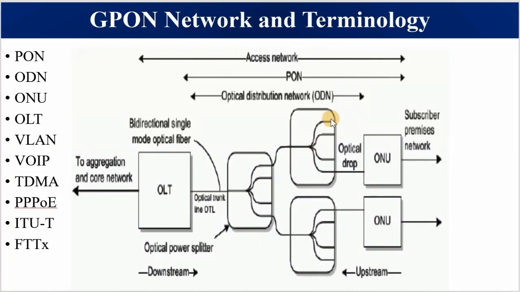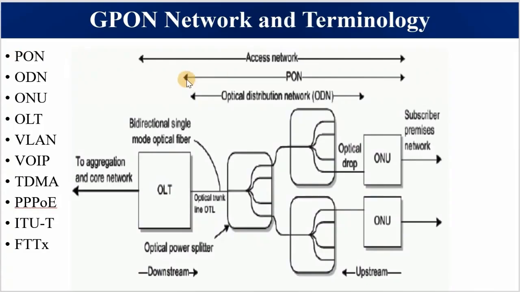Then from the splitter, we are going to connect to an ONU, optical network unit. Some academics refer to this as ONT, optical network terminal. Then from there, that's where we are going to connect some subscribers' devices. They can connect wirelessly or via some Ethernet cables. So this is a typical GPON network.